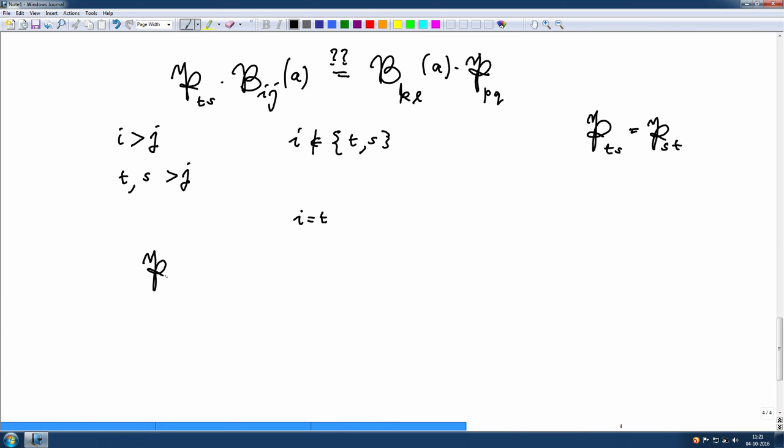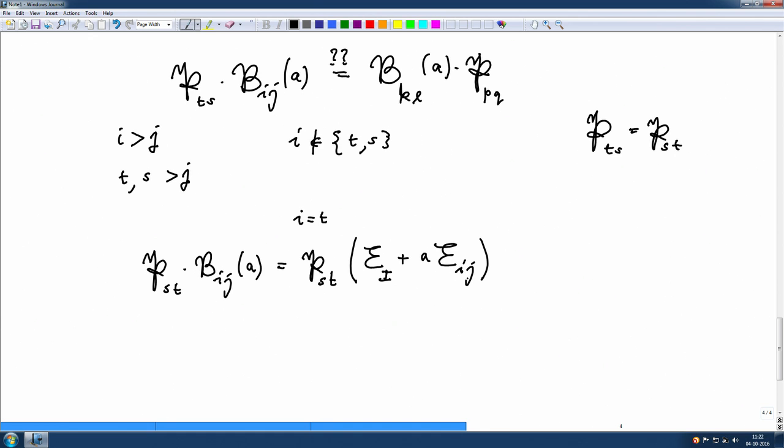So, PST times BIJA, just put the definition of BIJA, that is PST times identity matrix plus A times the matrix units EIJ. And now you just multiply it out. This is PST and I am taking this case. So, this I has nothing to do with the T and S, and also J has nothing to do with T and S because both indices are bigger than J. So, this interchanging will not disturb this.